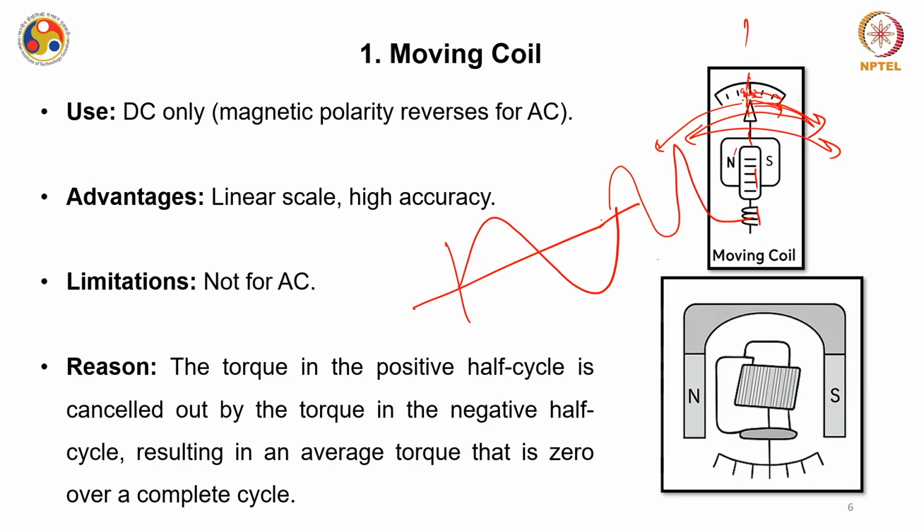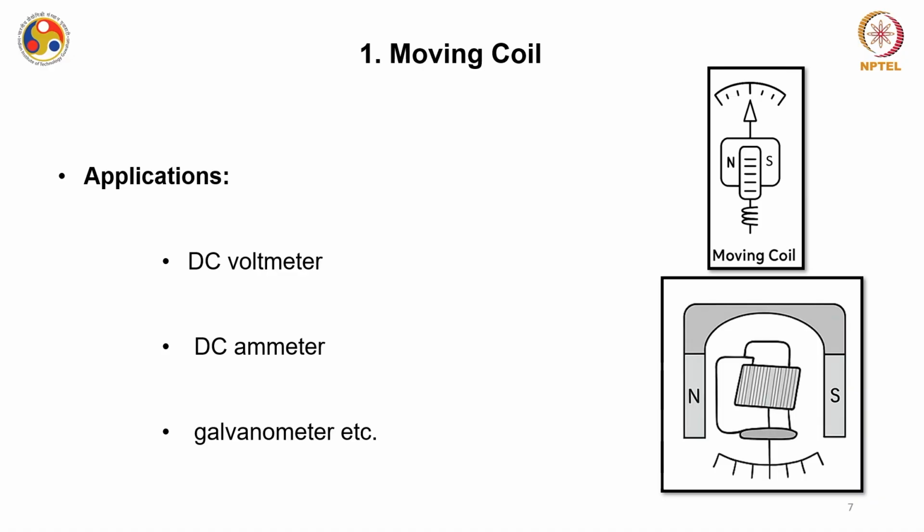So these devices are not useful for AC signals, but they are used for DC measurement. However, you can use a linear scale for the measurement, and these analog instruments have good accuracy. The applications of these moving coil instruments are in simple DC voltmeters, ammeters, particularly the DC ones, and galvanometers. So this is a type of instrument, the moving coil instrument.